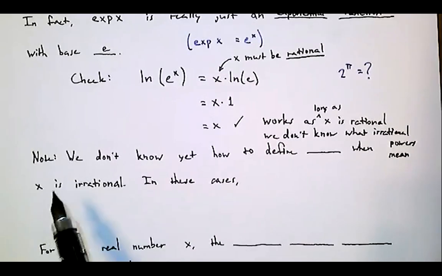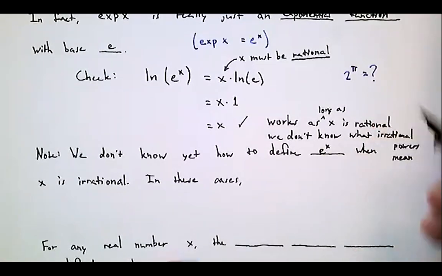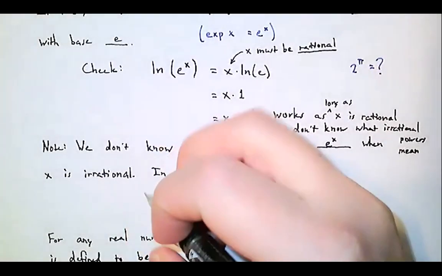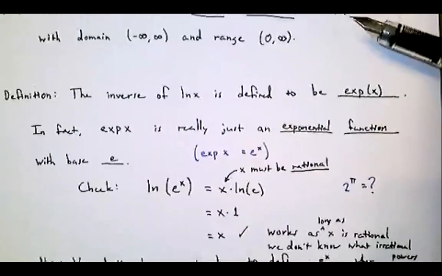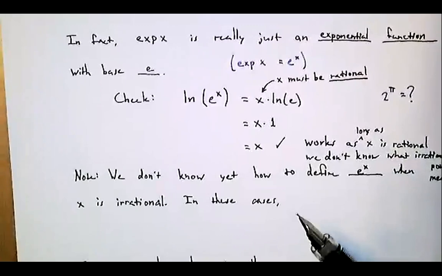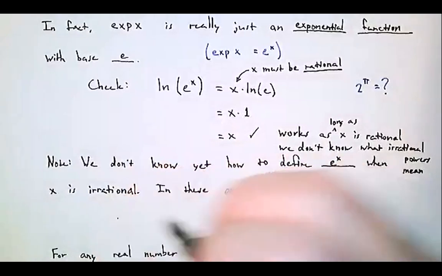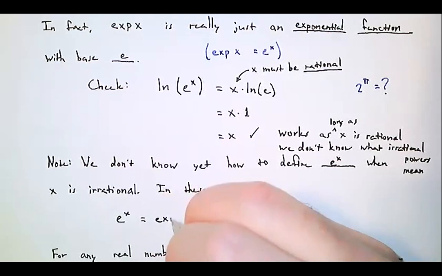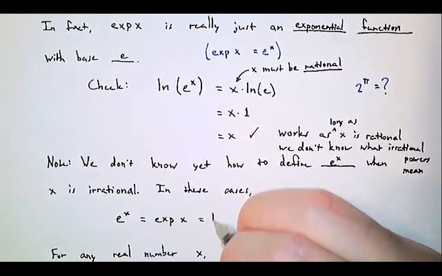Okay, so in order to deal with this problem, because we don't know how to define e to the x when x is irrational, in these cases, we have to define it using the inverse function, using log inverse, which we call exp. So when x is irrational, we just say e to the x is equal to exp of x, which was log inverse.